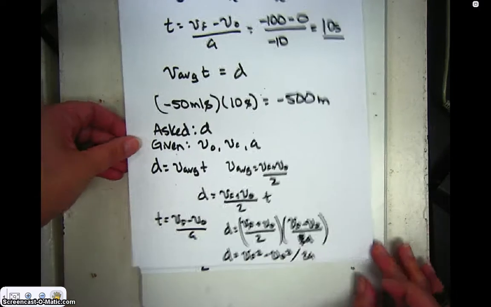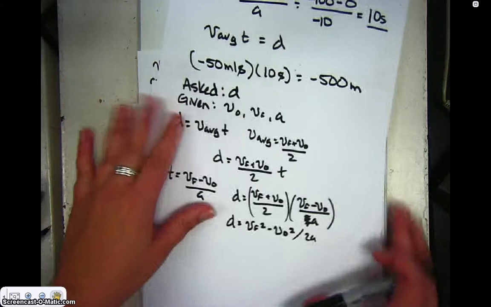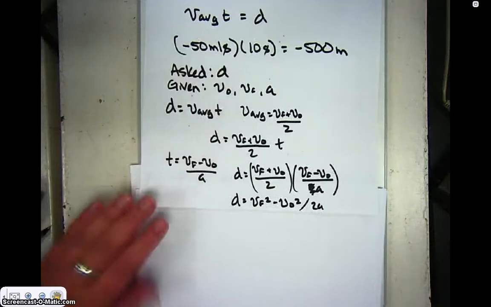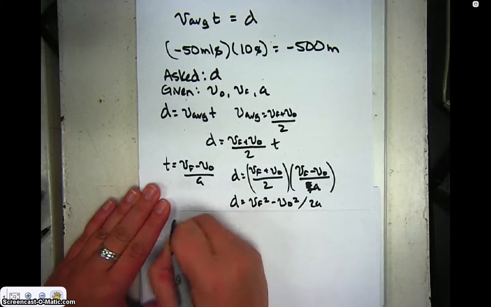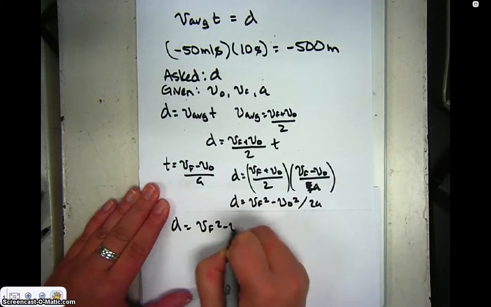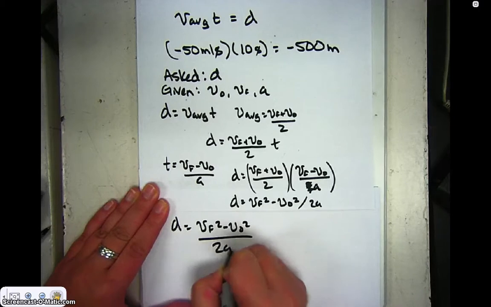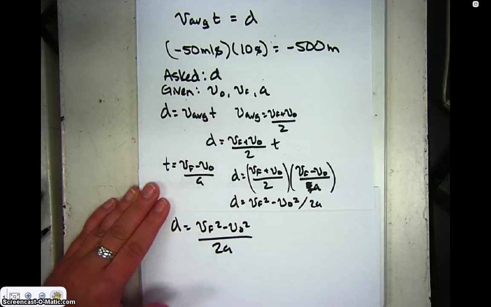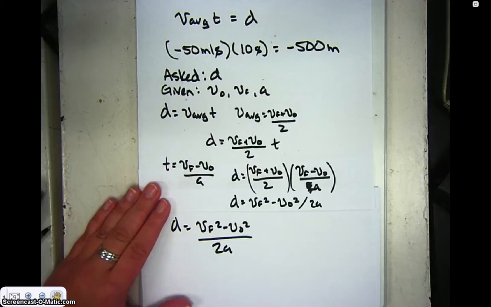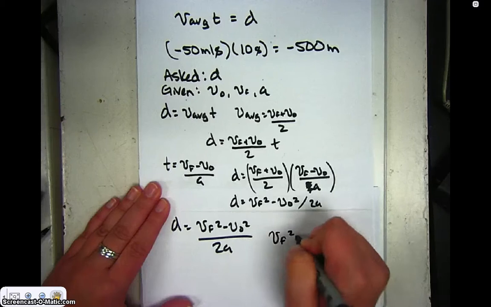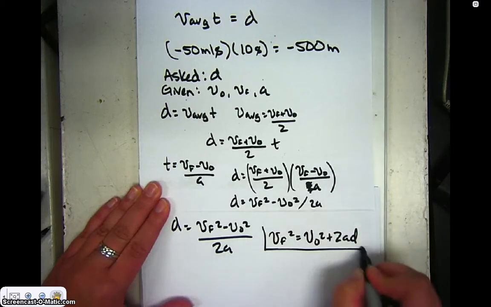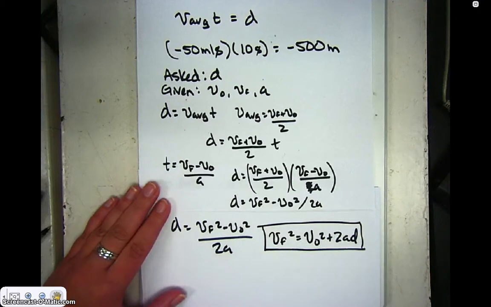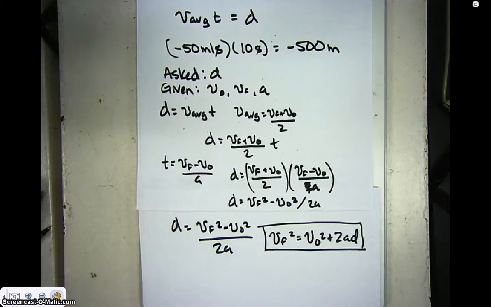Let me rewrite that on the next page so that you can see that better. Okay, so D is equal to V final squared minus V initial squared over 2A. And how we see this in our reference tables, we'll just algebraically rearrange. It's written solved for V final, okay? So V final squared is equal to V initial squared plus 2AD. This should be memorized. Okay, that is one of our constant acceleration equations.